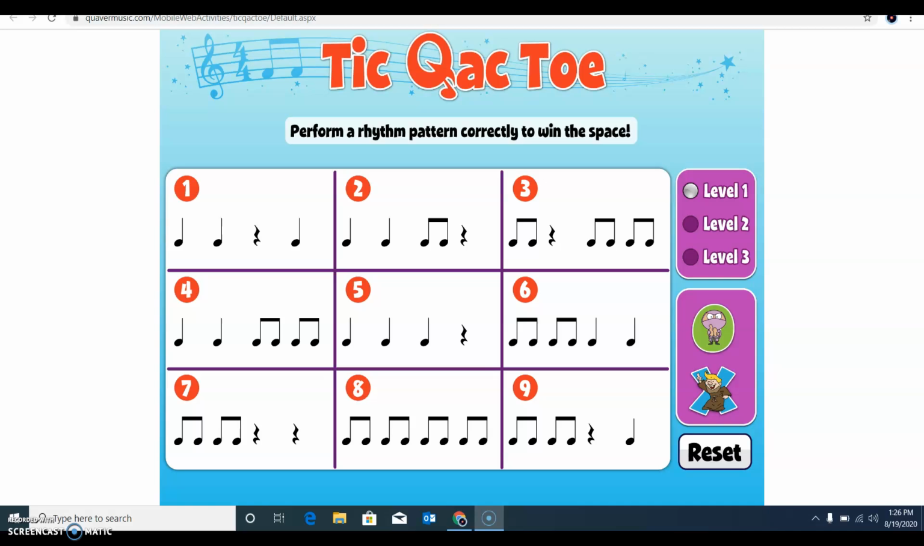Next. Next. Okay, that one was kind of hard, but I did 5, 6, and then 4. So you should have a horizontal line as a winner. Okay, now I would like you to take this and to play with someone in your family. Have fun!